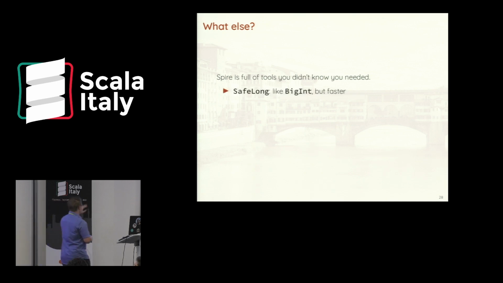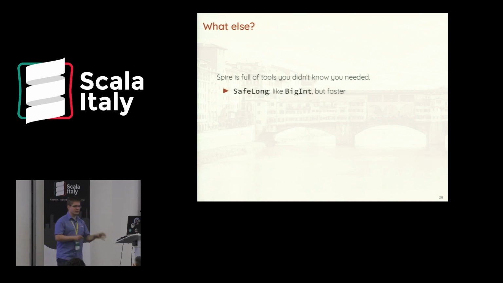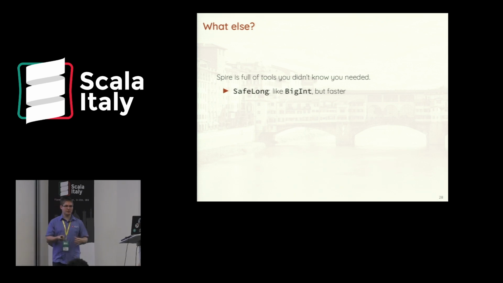For example, there's SafeLong, and SafeLong is like BigInt but faster. The reason is that SafeLong internally is a long, but if it's too large for a long, it switches to BigInt. So most of the time you can just deal with a long, and it will detect overflow for you, and if it's overflowing, it will switch over to BigInt. Right? So this is really cool. When you're home from the conference, go through your code base and replace all longs with SafeLong. Thank me later.